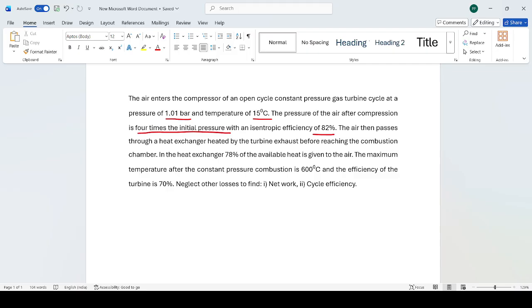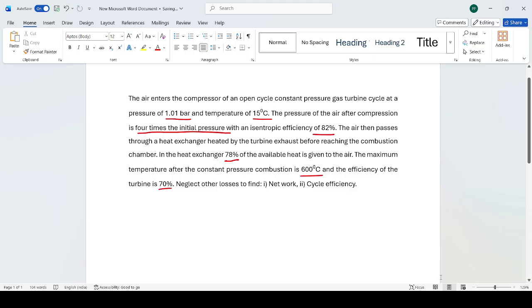In the heat exchanger 78% of the available heat is given to the air. So in other words, this is nothing but the effectiveness of the heat exchanger that is mentioned to us, 78%. The maximum temperature after the constant pressure combustion is 600 degrees Celsius, and the turbine efficiency is mentioned as 70%. And we have to neglect the various losses which are supposed to be taking place in the cycle, so as to evaluate the network and the cycle efficiency.